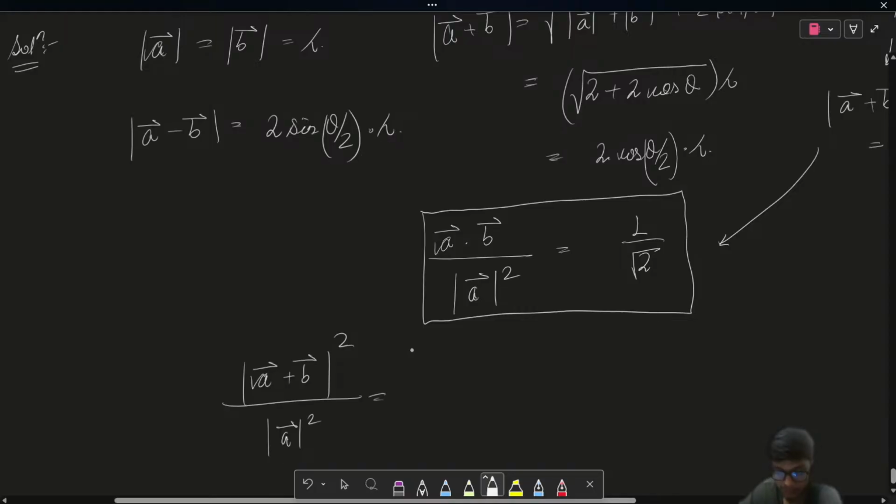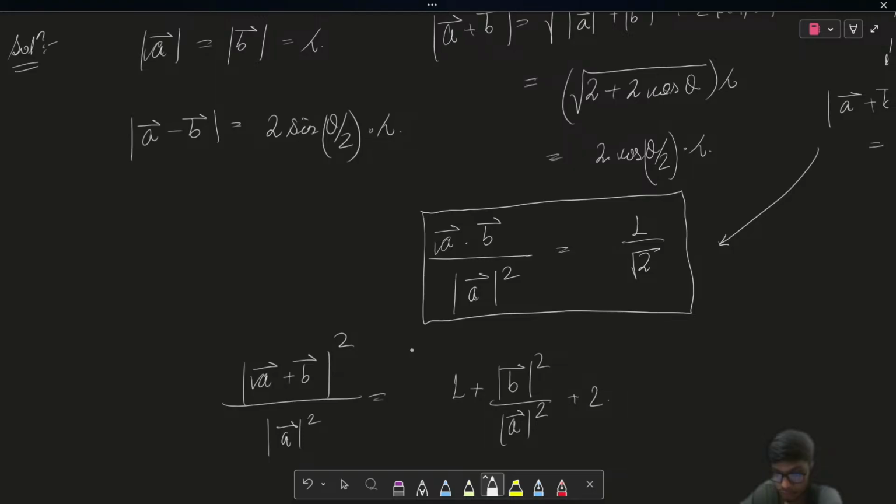So this will turn out to be 1 plus... So we have seen that mod of A vector plus B vector whole square, if I evaluate this expression, will be mod of A whole square plus mod of B whole square plus 2 times A dot B, divided by mod of A square, and the result follows. So it is mod of B square by mod of A square plus 2 times A vector dot B vector divided by mod of A square.